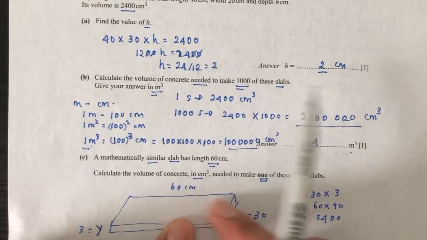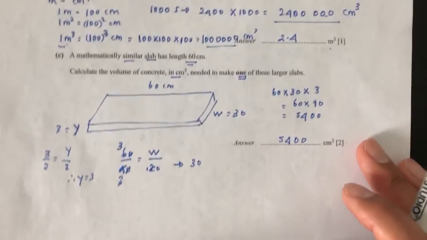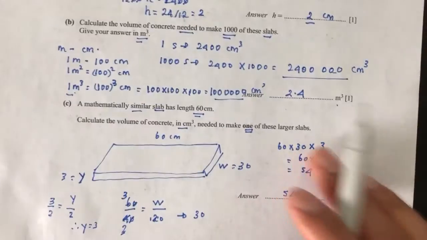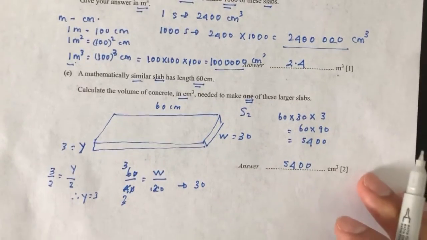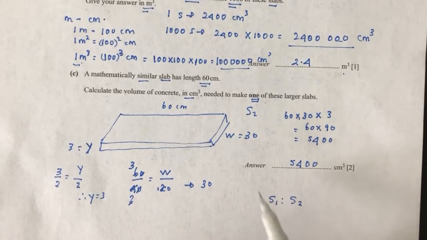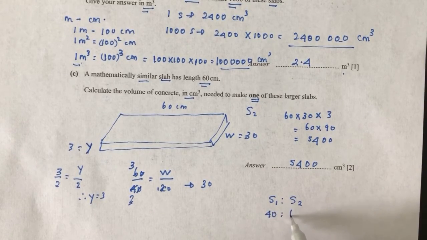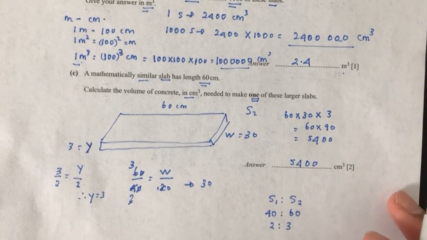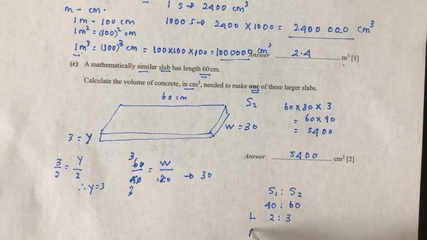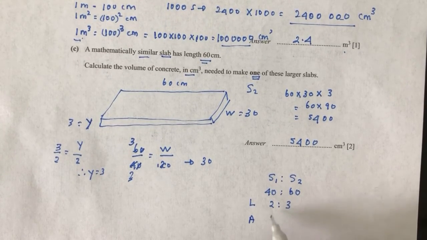The other method you can use is just to find the proportion, the ratio of the sides. The length is 60 here and the length is 40. Let's name this slab S1, and this slab S2. The ratio of S1 to S2: S1's width is 40 and this one is 60, so it's 2 to 3. That's the ratio of the lengths. Now let's find the ratio of the area. It will be squared, so 4/9.